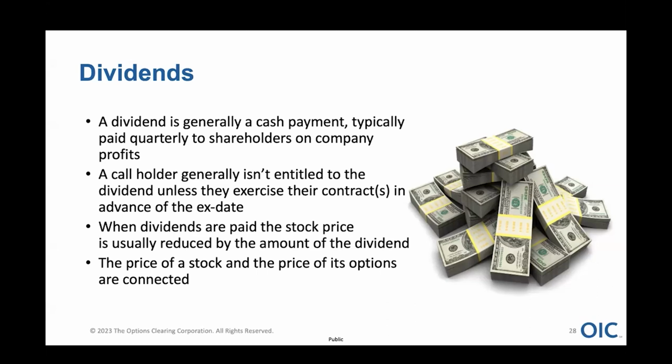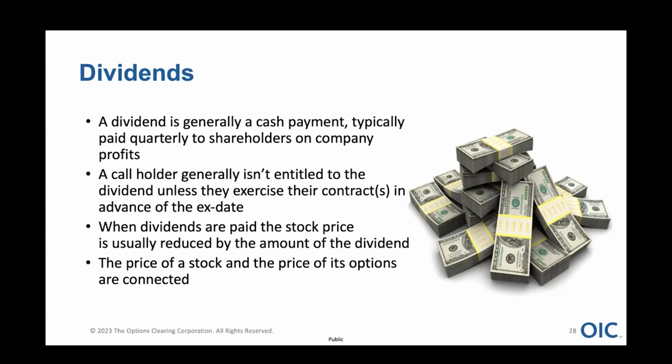Now, only stockholders are entitled to a dividend. Call holders are not entitled to a dividend unless, of course, they exercise their contracts and take delivery of shares in advance of the ex-dividend date. We'll get into that in a bit. When a stock goes ex-dividend and pays a dividend, that stock price is generally reduced by the amount of the dividend. Let's just say we have a stock trading at 50, and it's going to go ex-dividend tomorrow for 50 cents.